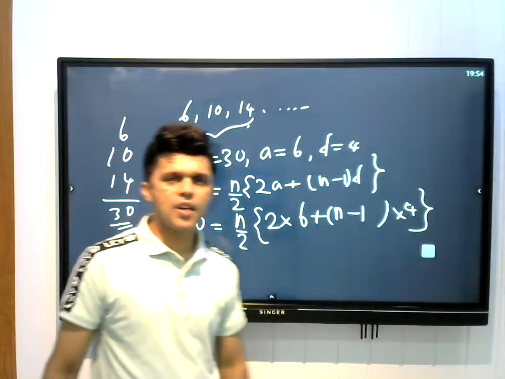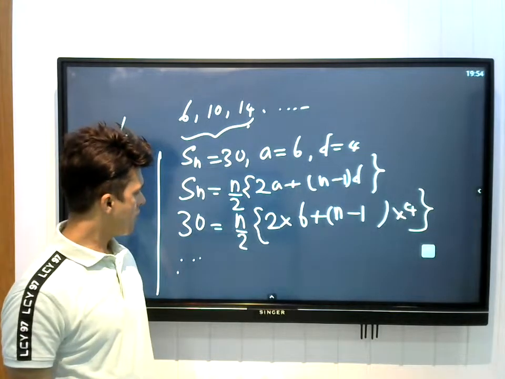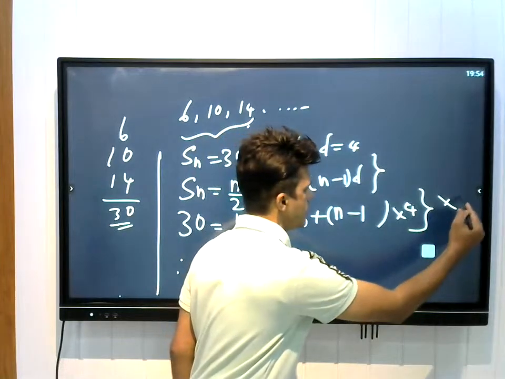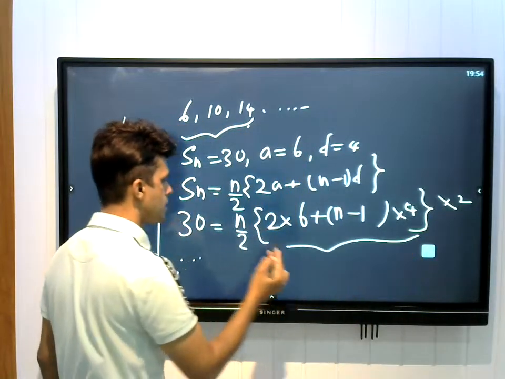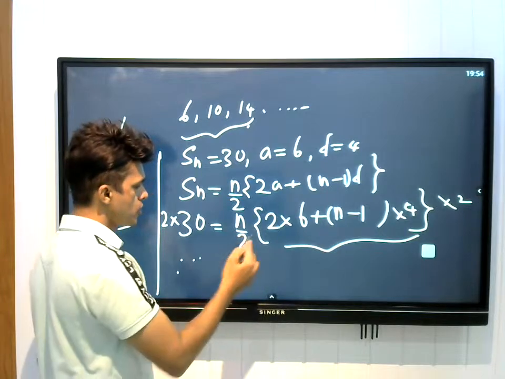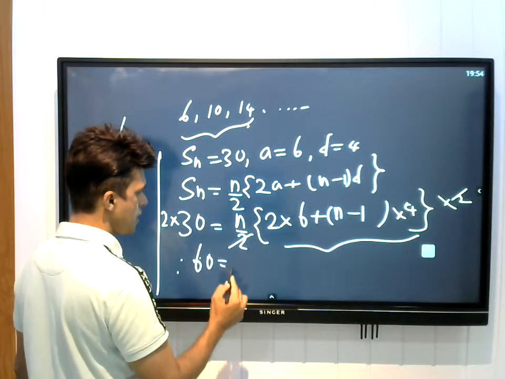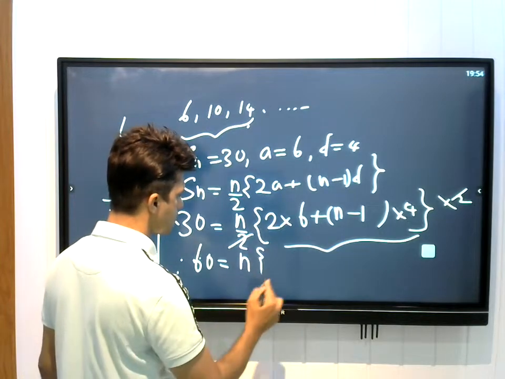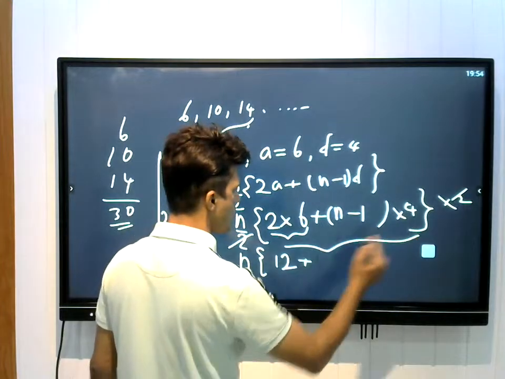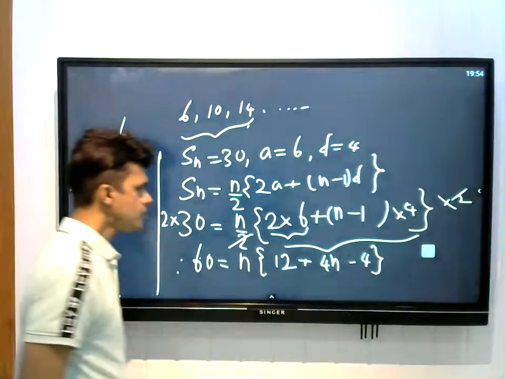Now we need to simplify this equation. How could we simplify this equation? You could multiply both sides by 2, the whole of each side. So this 2 and this 2 can be cancelled out. Then 2 times 30 is 60 equals n into 2 times 6, which is 12. You could remove the brackets: 4 into n is 4n, minus n plus minus 4.